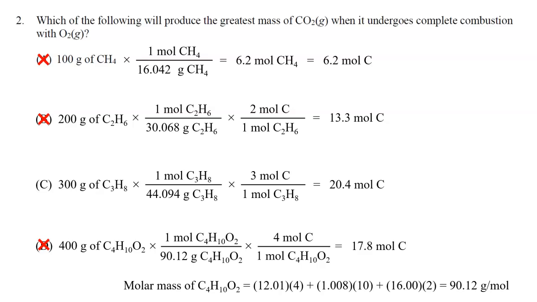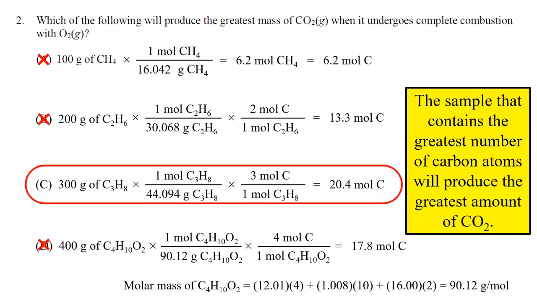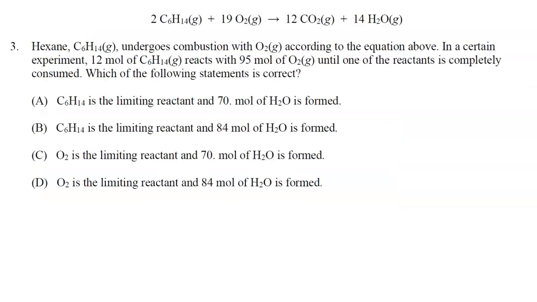So the correct answer to question 2 is choice C. And the strategy that we used to figure out the correct answer is the sample that contains the greatest number of carbon atoms will produce the greatest amount of CO2. Now, let's take a look at question 3. Question 3 says hexane C6H14 undergoes combustion with O2 according to the equation above. In a certain experiment, 12 moles of C6H14 reacts with 95 moles of O2 until one of the reactants is completely consumed. Which of the following statements is correct?